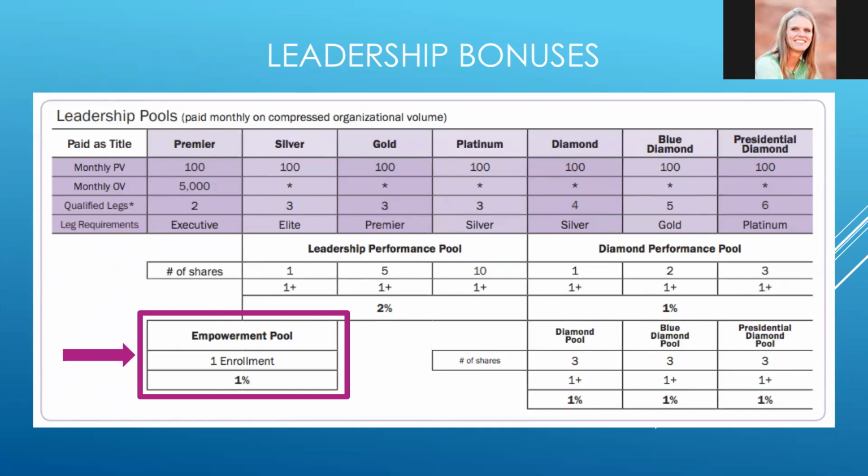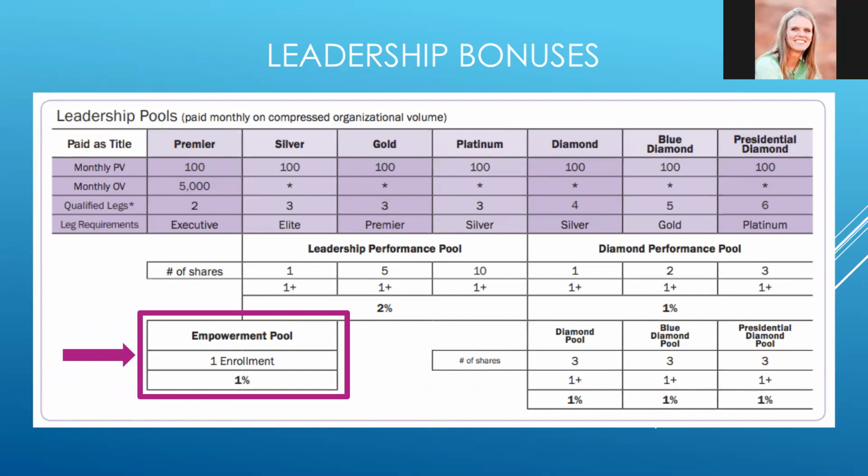This empowerment bonus comes in, and they used to not have that. This is kind of a new thing that doTERRA has offered for Premiers and Silvers. So the way that this works is if you reach the rank of Premier, that means that every month you have to have that volume in place. So you have 2 executive legs, total team volume is 5,000, you've placed your 100 PV order, and with this one, with the empowerment bonus, you have to have enrolled 1 person with a 100 PV order as well. That is the requirement to be able to get this bonus.